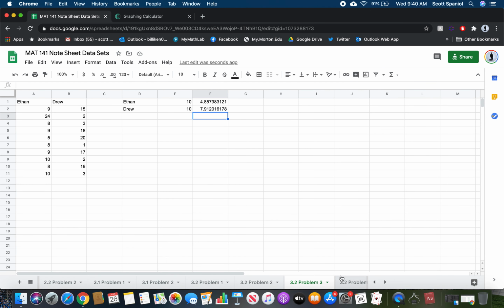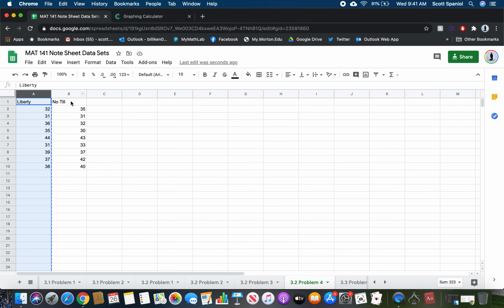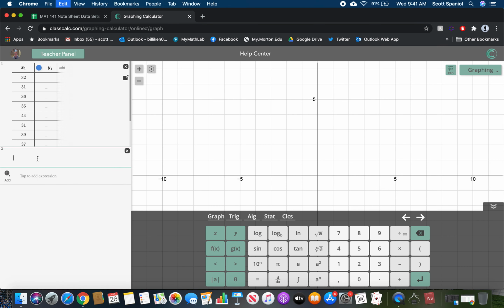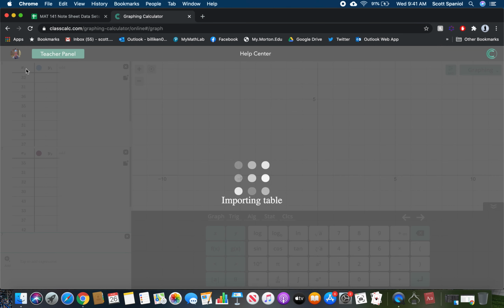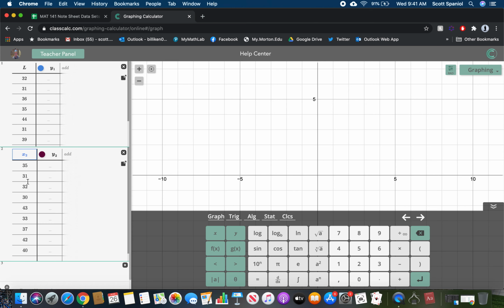So I'm going to go to my data set in Google Sheets. This is the fourth problem. So we'll just copy this stuff over to, let's do this one in ClassCalc. So I'll just copy these over to ClassCalc. I'm going to change this first column header to be L for Liberty. And this one I will put to N for no till. And now it asks which plot type do you think is superior?